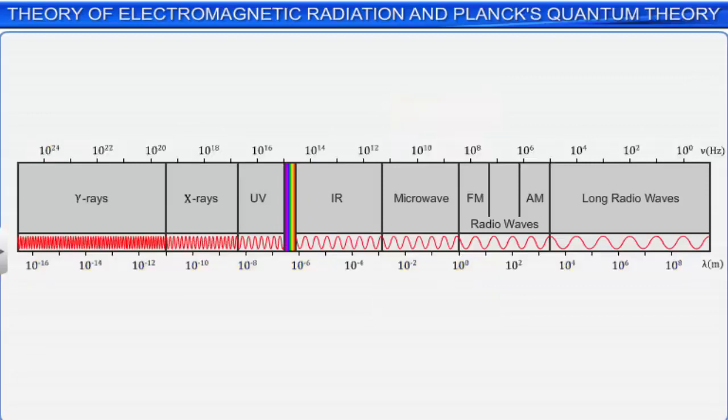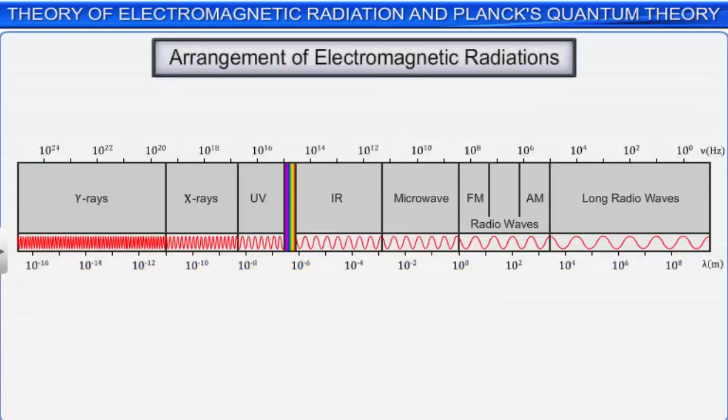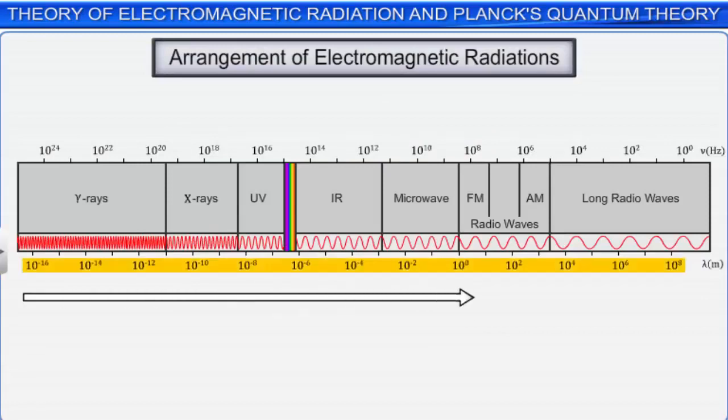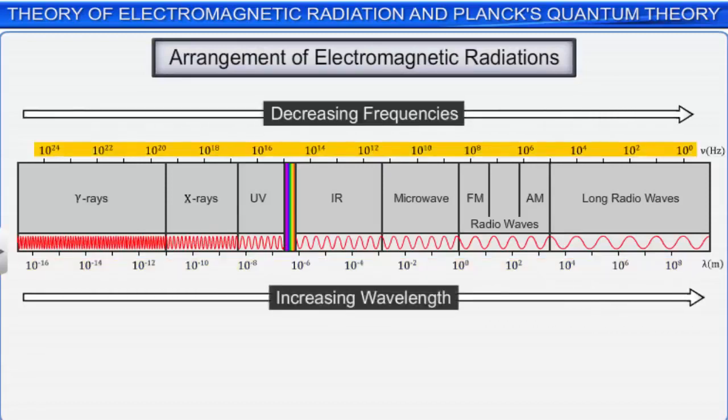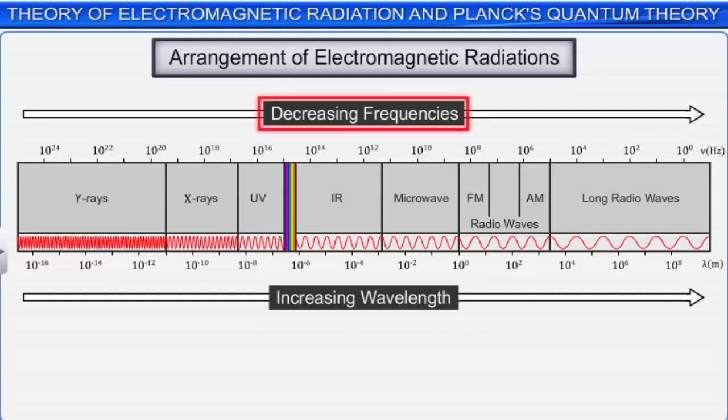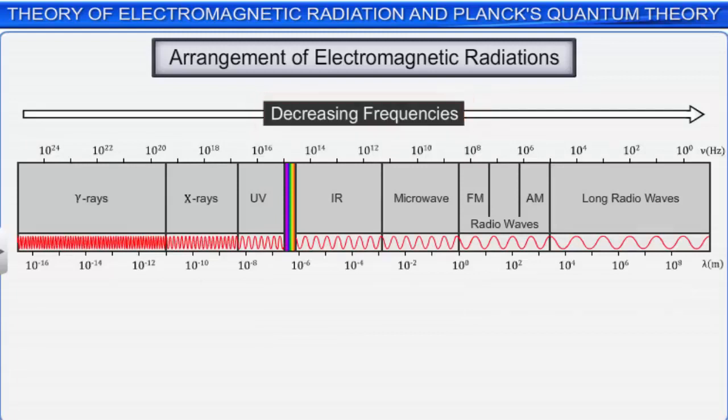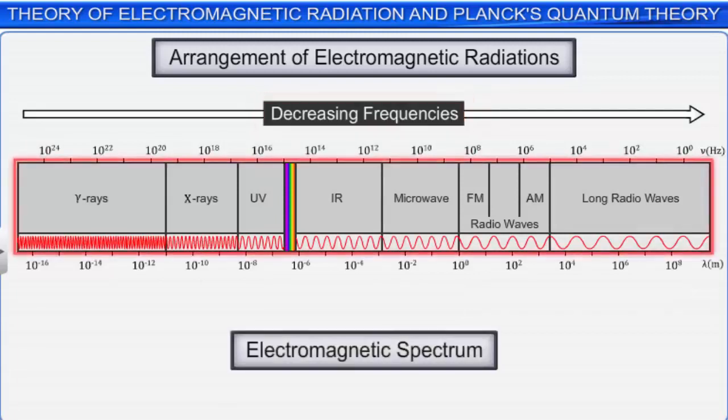Let us have a look at the arrangement of different electromagnetic radiations in increasing order of their wavelengths or in decreasing order of their frequencies. When these electromagnetic waves of different wavelengths are arranged in the order of increasing wavelength or decreasing frequencies, it is called the electromagnetic spectrum.